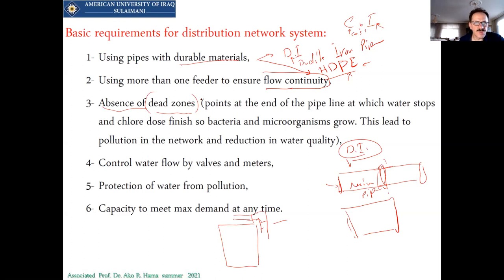Having a dead zone in the network means that the chlorination of the water, the free available or residual chlorine, will not reach that point. It means the growth of bacteria and microorganisms in that area, which will help to contaminate all the network. That's why we have to avoid these zones. Okay, we have to control the flow by having valves and meters. Protection of the water from pollution is a very important thing, and also the capacity to meet the maximum demand.